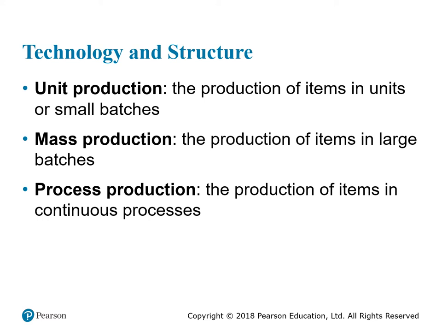And then you have process production, where they measure items of their production in terms of continuous processes. In here, this is a lot different from the previous two because it has to do with the process that they employ in their plants and manufacturing facilities to produce these items. So of course the technology has a lot to do with production, and based on that, it is probably a good idea to consider this when it comes to choosing what structure works better in light of production.